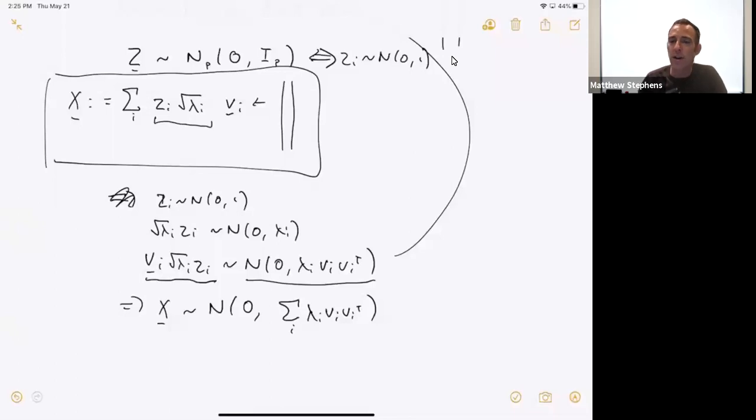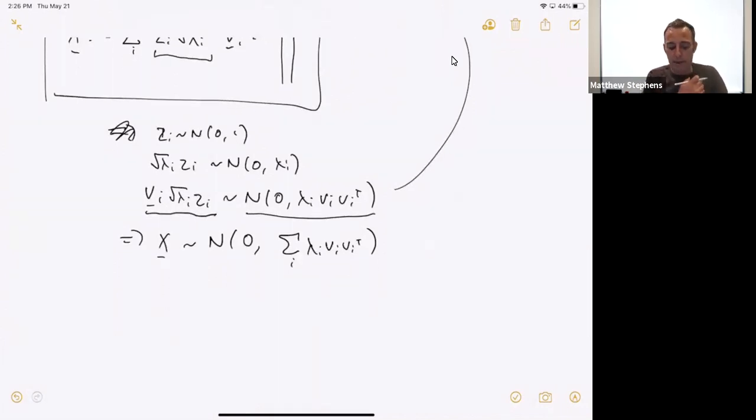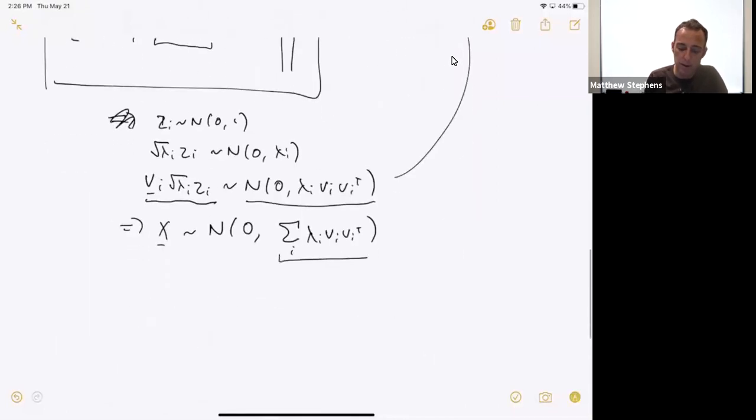That's another thing I'm hoping you already know. The sum of two normals is a normal. If you don't already know it, you know it now. And so the sum of a bunch of normals is also normal, and you just add the means and you add the covariance matrices as long as they're independent. And they are independent because the zi's were independent here. I should have added: the sum of two independent normals is normal, with the sum of the means and the sum of the covariance matrices. So where are we? This of course was sigma.